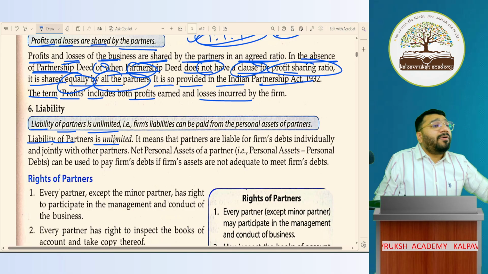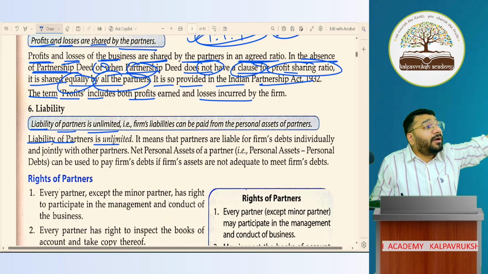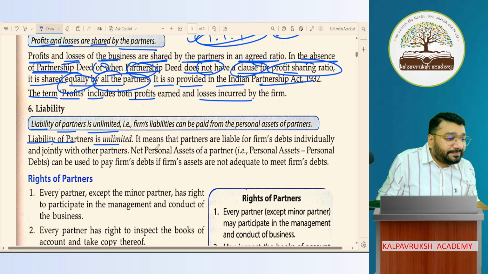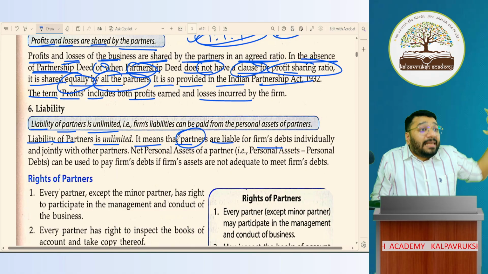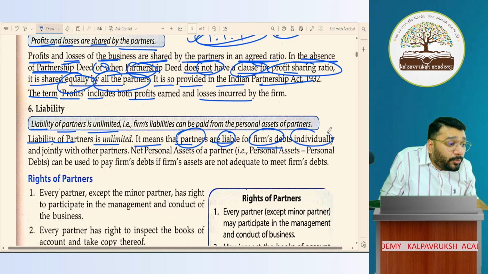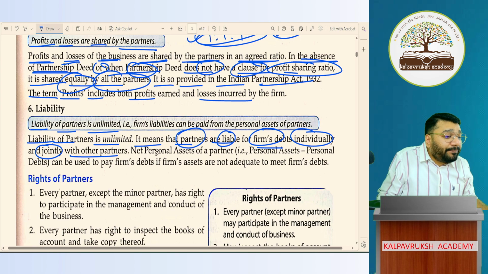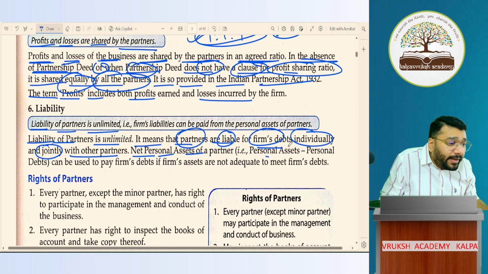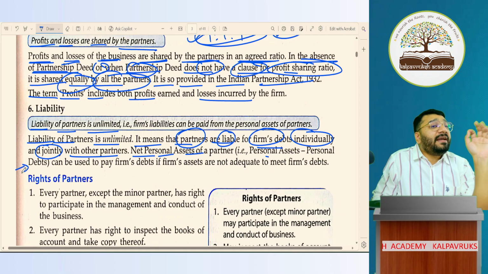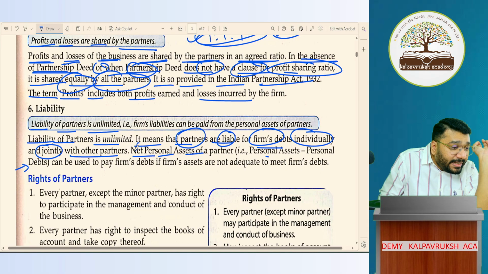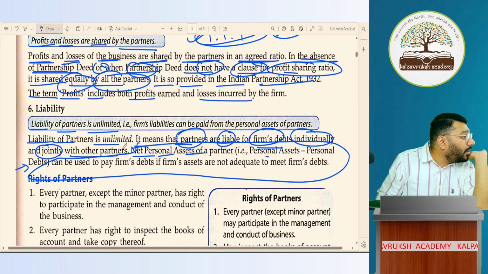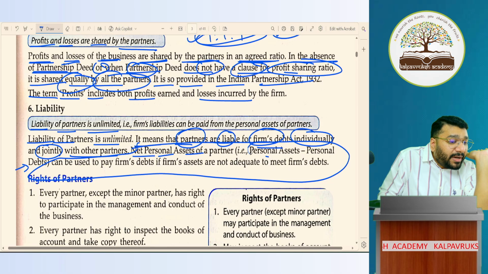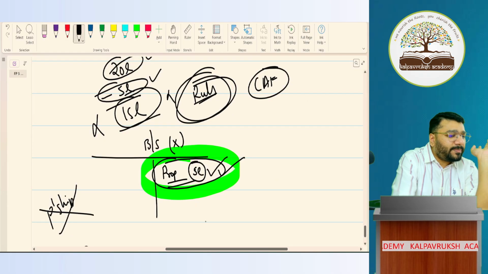Liability of a partner in a partnership firm is unlimited. Means personal assets of the partners can be exposed if such liability is not paid by the firm. It means the partners are liable for the firm's debt. Look at the language. It means partners in their personal capacity are liable for the firm's debt individually and jointly with other partners. Net personal assets. Now, this point I don't want to explain now. Why? Because when I discuss dissolution with you, we will have an in-depth discussion about this. This is the wrong place to discuss this point. Got it? Not got it? There is one adjustment for the personal assets. Now, okay, I'll take 2 seconds of time to explain.